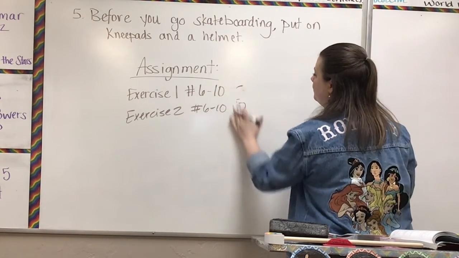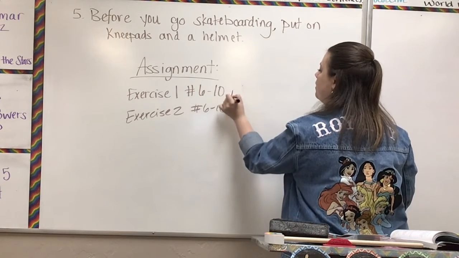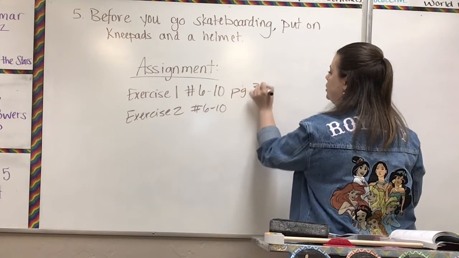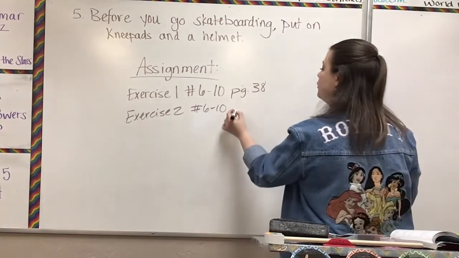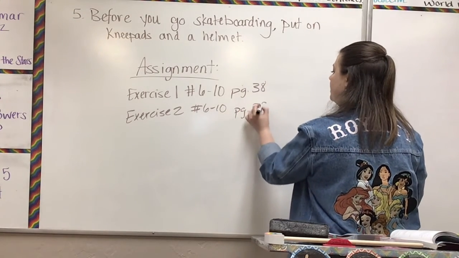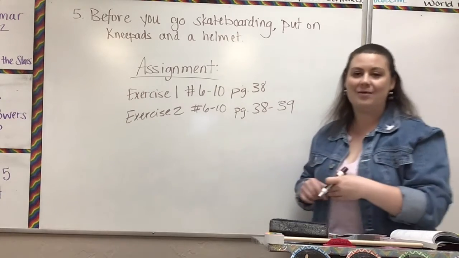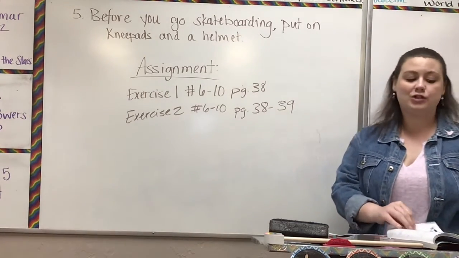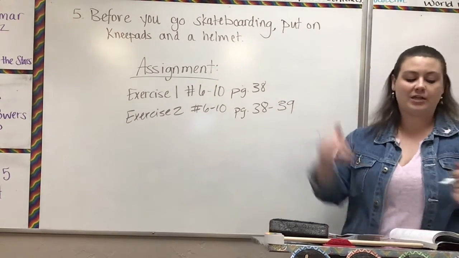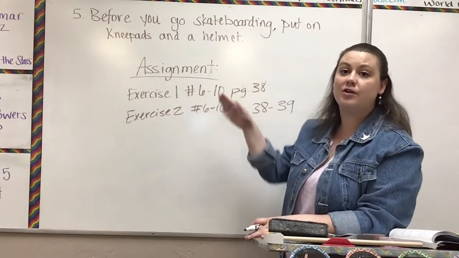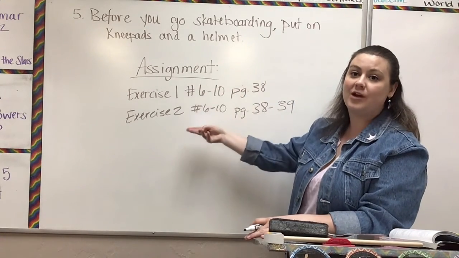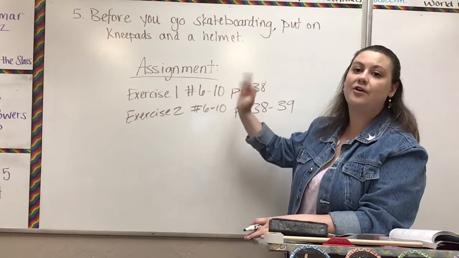Let me do this differently. Okay, that one is page 38, where you're finishing off. This is page 38 to 39. So you should already see what I'm talking about because you should be there in your book anyway, okay? So it's grammar lesson 2.3, finish out exercise 1. We've already done 1 through 5. You're now going to do 6 through 10. Same for exercise 2. We've already done 1 through 5 together. You're going to do 6 through 10.